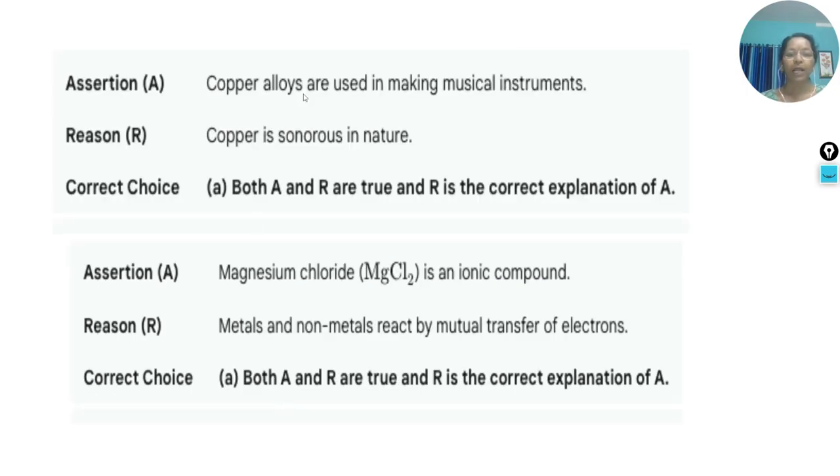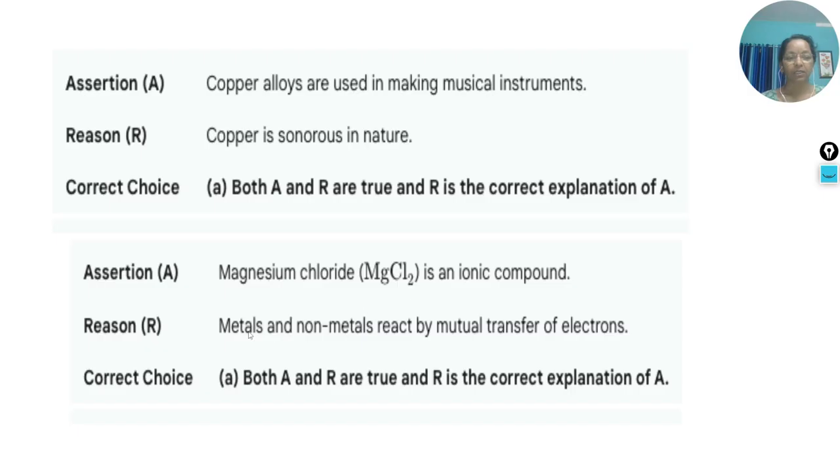Next one: copper alloys are used in making musical instruments. Correct only. Copper is sonorous in nature. So both A and R are true and R is a correct explanation of A. Option A.